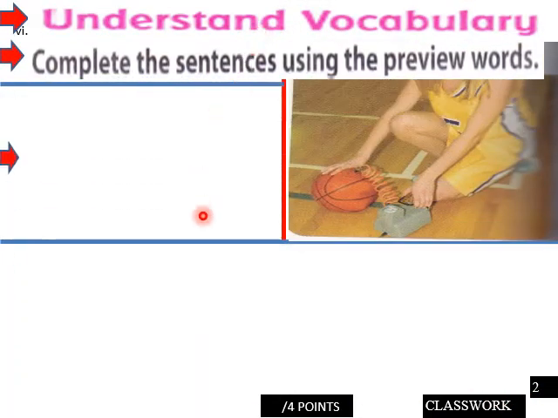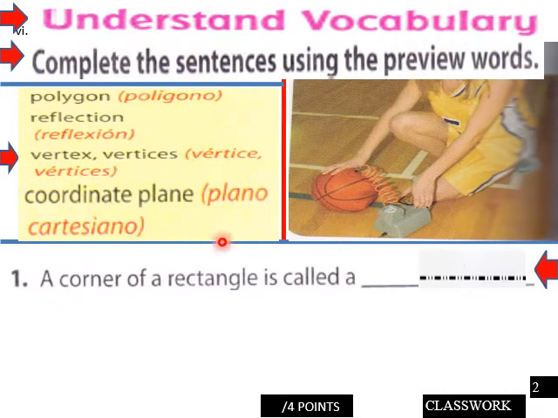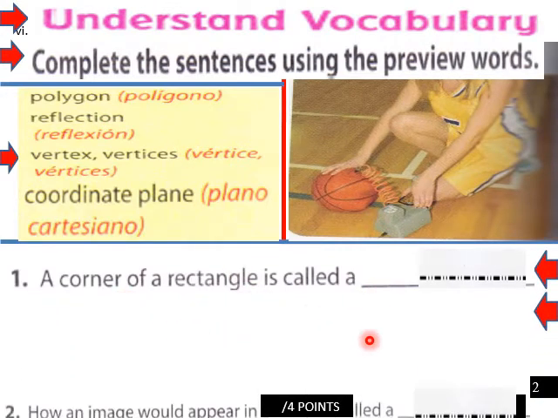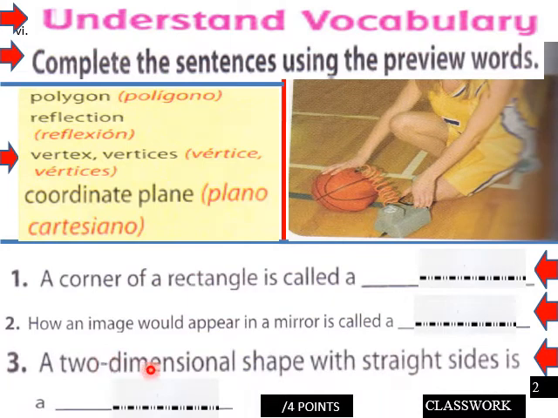Understanding vocabulary. Complete the sentences using preview words. Here are our new preview words: coordinate plane, vertex, vertices, polygon, and reflection. A corner of a rectangle is called a blank. How an image would appear in a mirror is called a blank. A two-dimensional shape with straight sides is a blank.